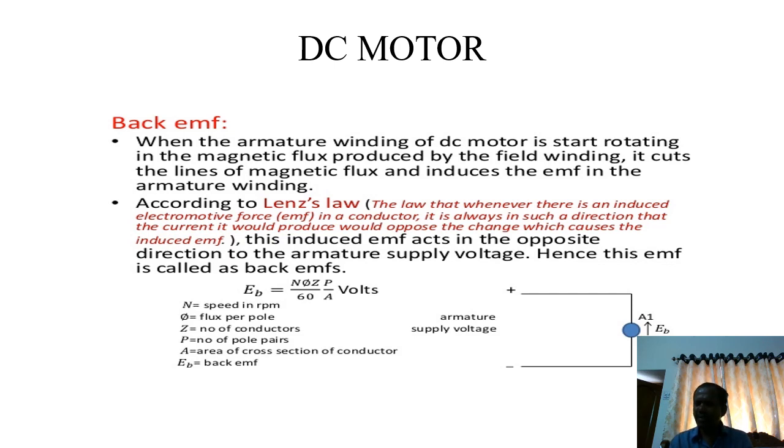You know that EB is equal to phi Z N by 60 times P by A. That is the equation, already we know that. So what is EB? EB is the back EMF. Phi is flux per pole. Z is the number of conductors. P is the number of poles. A is the area of cross section of the conductor. EB is back EMF.